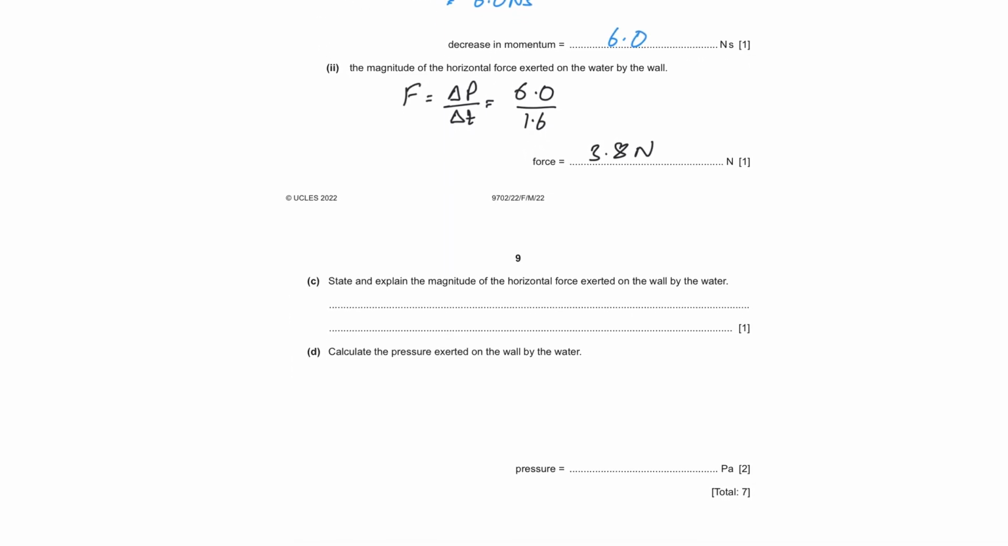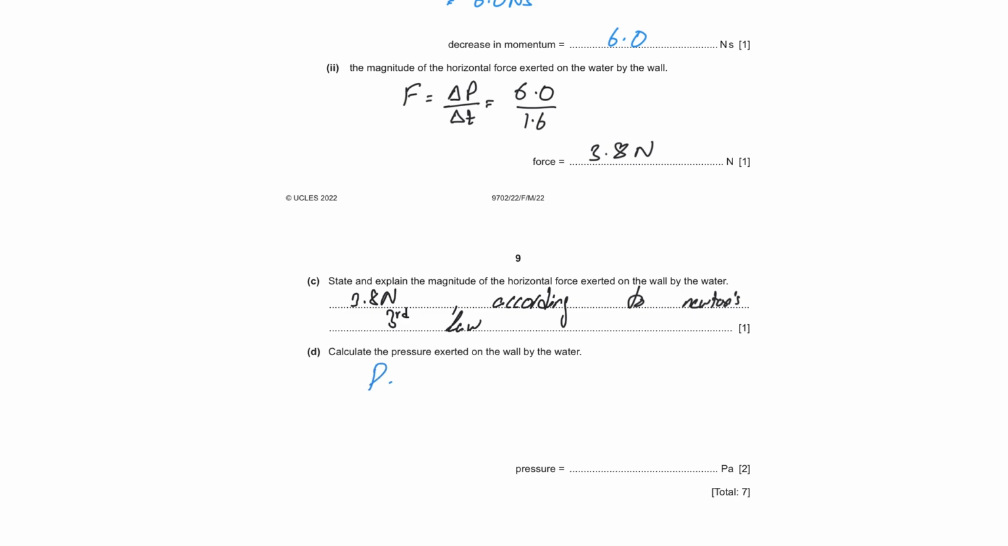Part C of the question says, state and explain the magnitude of the horizontal force exerted on the wall by the water. So what we found earlier in the previous part was the horizontal force exerted on the water by the wall. The force exerted by the water on the wall would be exactly similar, which is equal to 3.8 newtons. And why? According to Newton's third law.